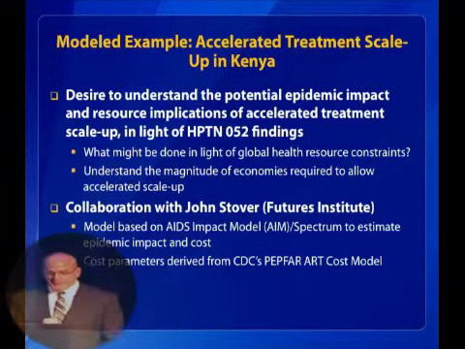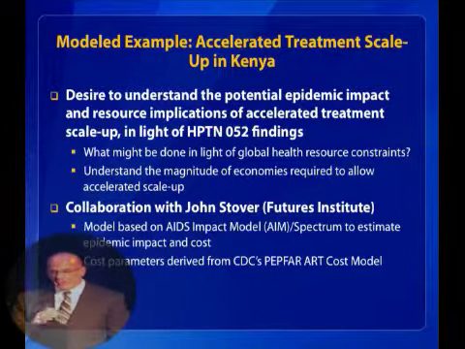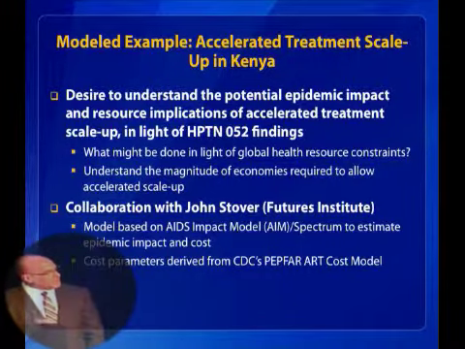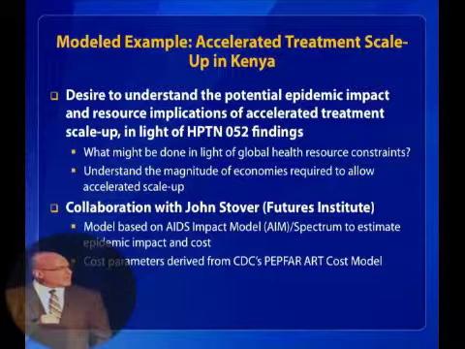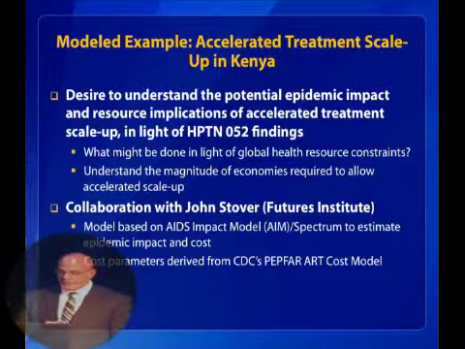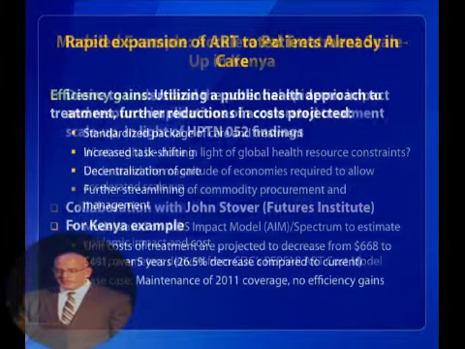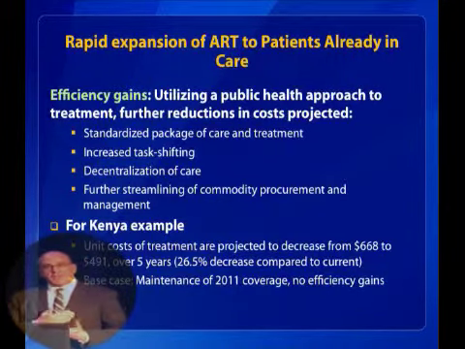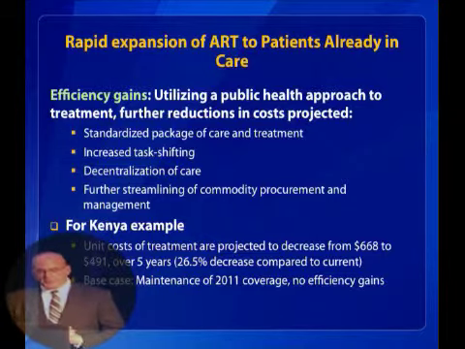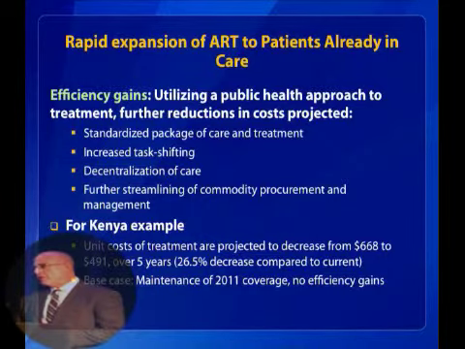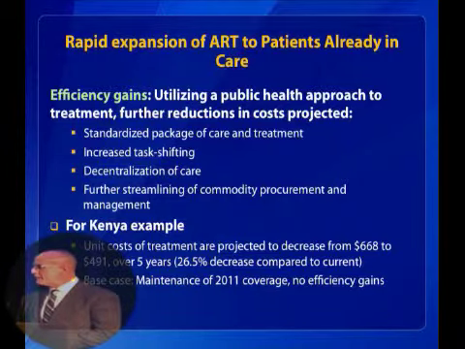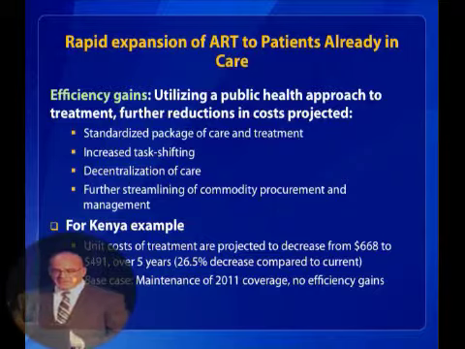We actually drew on the expertise of John Stover and the AIDS Impact Model as the basis for estimating the epidemic side of accelerated scale-up, and drew on the cost parameters from the PEPFAR ART cost model and brought these together. So the idea is to understand, if you could gain additional efficiencies and further drive down the unit cost of providing treatment, how much more treatment could you buy, and what could you gain from buying that treatment in terms of epidemic impact? So a somewhat different question than some of the modelers have had here.